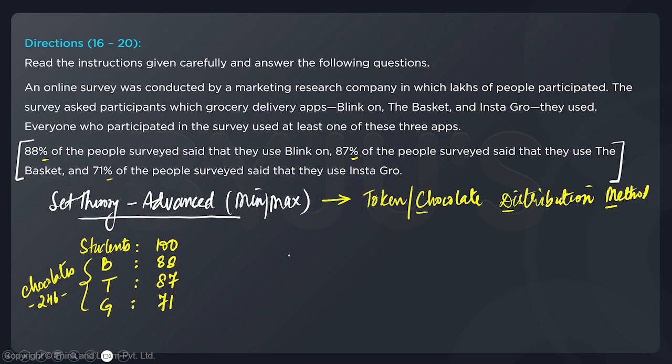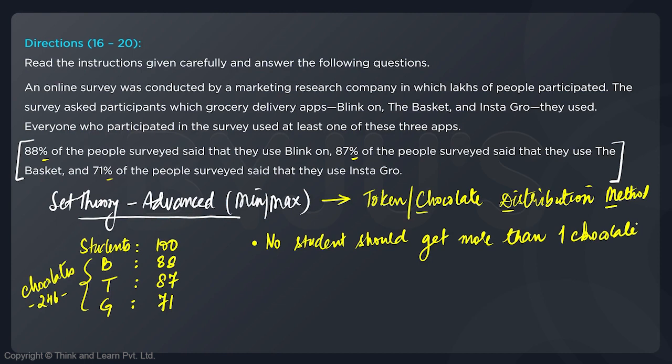The only rule over here that we have to understand is that no student should get more than one chocolate of a type. So if a student gets two chocolates, both the chocolates should be of different types. They can be B and T, T and G, or B and G.